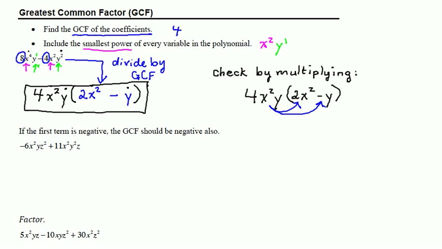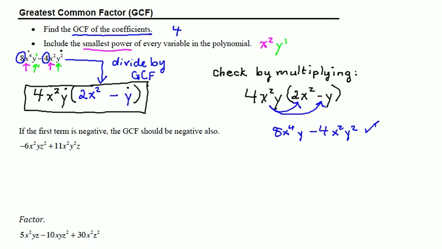In this case, because we took out 1 term, multiplying this back out is just the distributive law. Multiplying 4x squared y by 2x squared gives me 8x to the 4th y. And multiplying 4x squared y by minus y gives me minus 4x squared y squared. When I compare to my original, I can see that this is the same polynomial that I started with, so I know that I did the factoring step correctly.